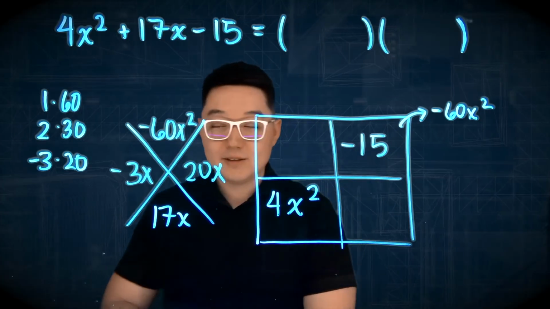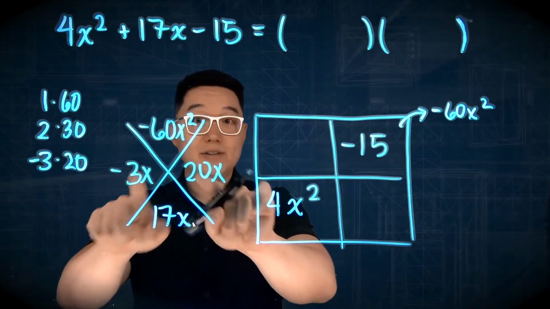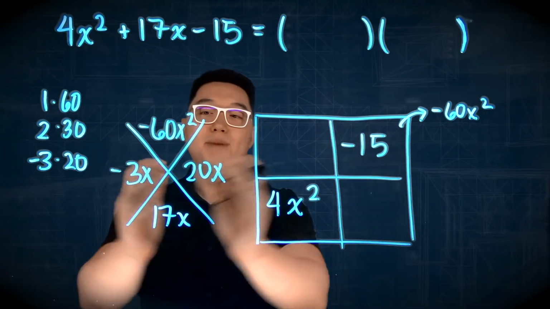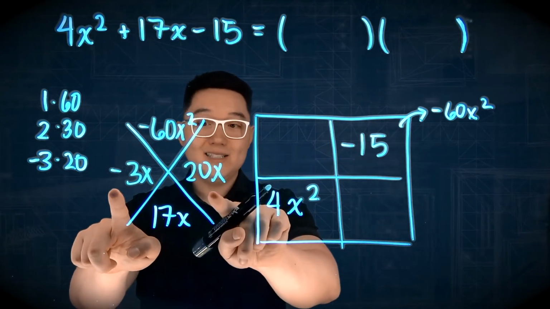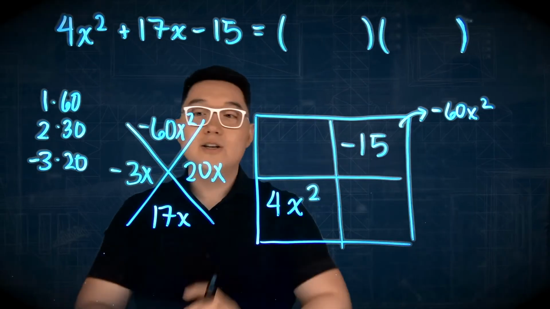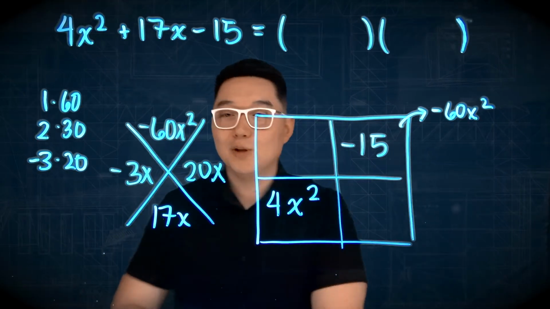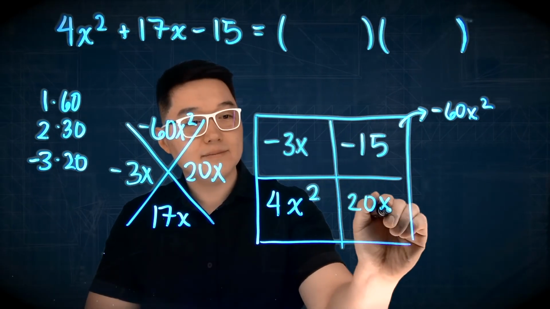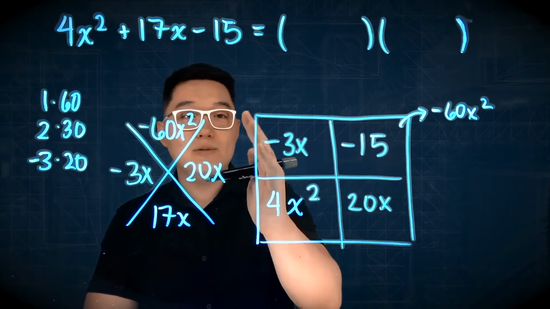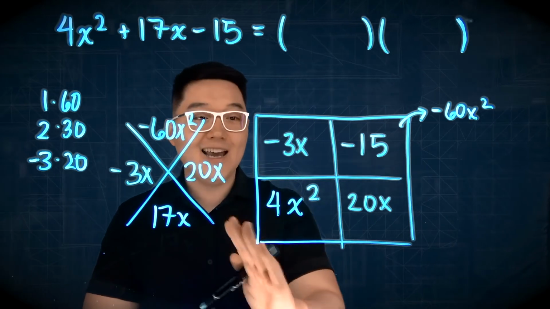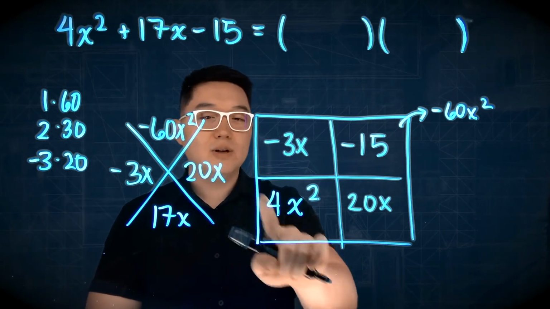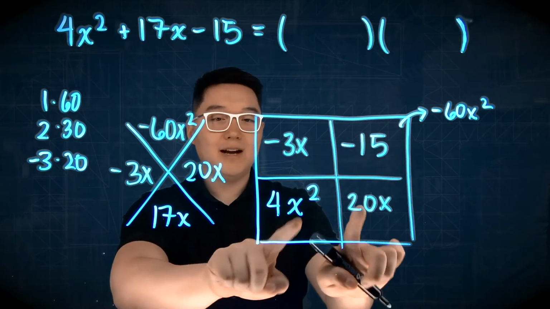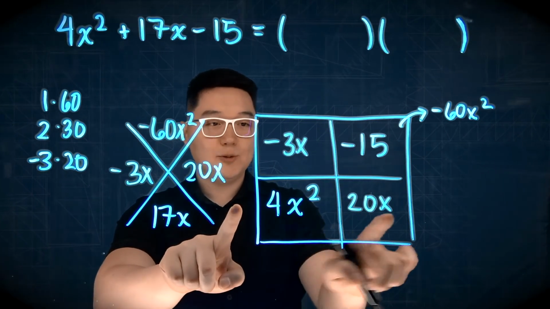So let's see if it works. 20x times negative 3x does in fact give us negative 60x squared. But when you combine negative 3x and 20x, we get 17x. So this checks out. So let's go ahead and fill those in. There you go. Now we just got to figure out the length and the width. So let's go ahead and find this section of the rectangle. What is the greatest common factor of 4x squared and 20x?